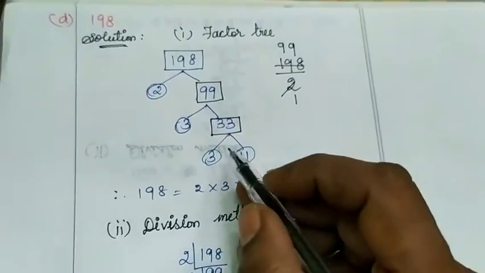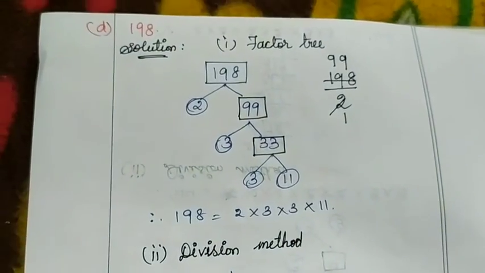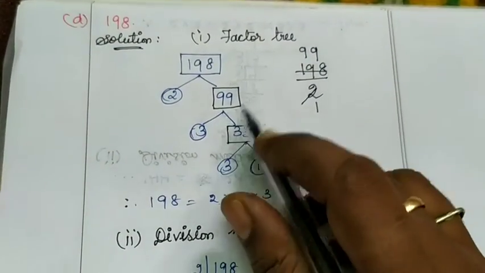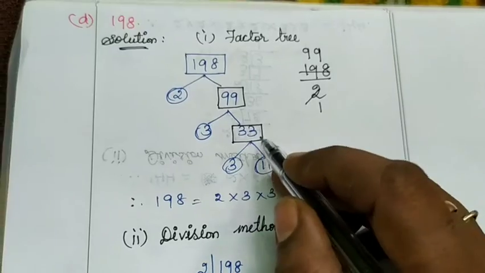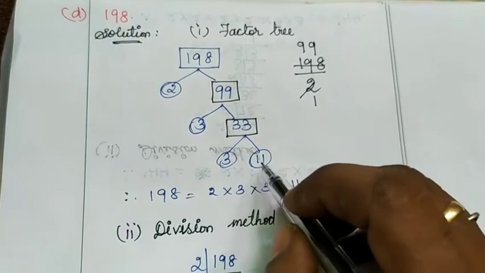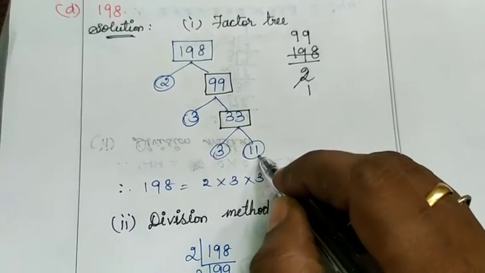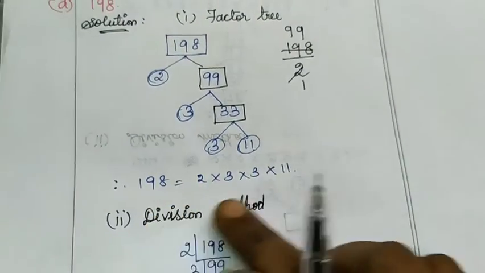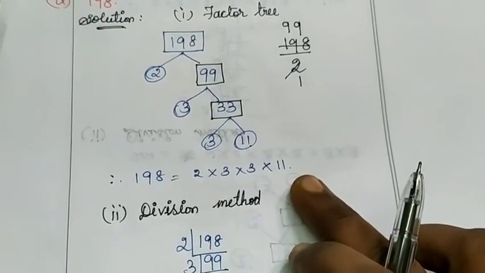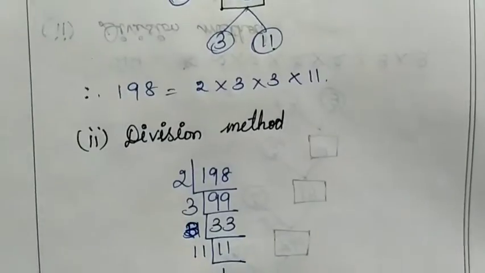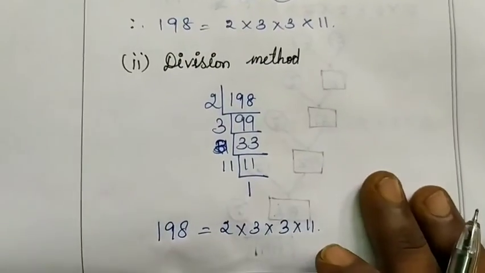Okay, next 99 comes in the 3 table, so 33 into 3 we get 99. So 33 comes in the 3 table also, 11 threes are 33. So 11 is a prime number, so we stop it here. So these are the factors of the number 198. Go to the next, the division method is also the same. Okay, so go to the next question.